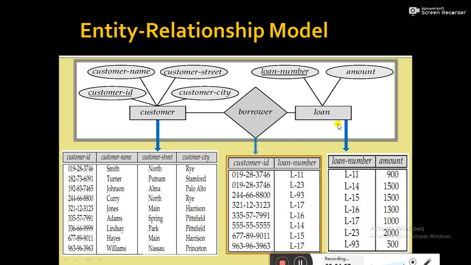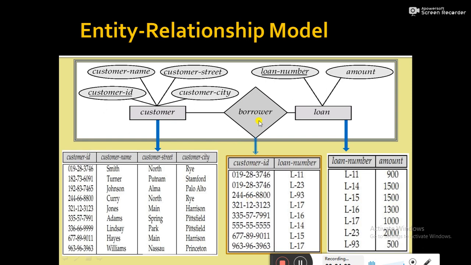Similarly, you have to translate the loan entity set in the ER model to the corresponding loan relation or loan table, and it has two columns. Each column represents an attribute of the loan relation. So it has the loan number and the amount, and these are the record set that are stored in the loan relation or loan table. As we know, in the relational model, the entity set is represented in a relation or table, and the relationship set is also represented in table format or relation format.